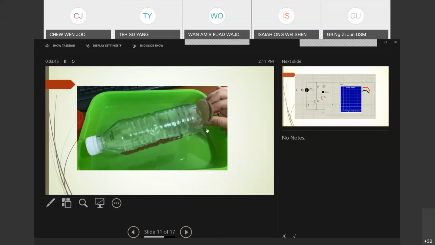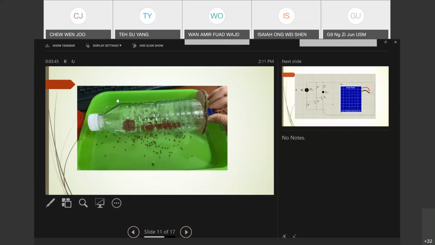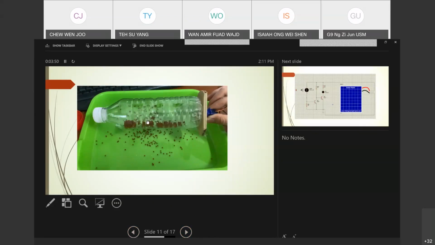We'll be using a servo motor attached to the plastic bottle, and by looping daily, the plastic bottle will rotate and the fish food will drop into the fish tank.